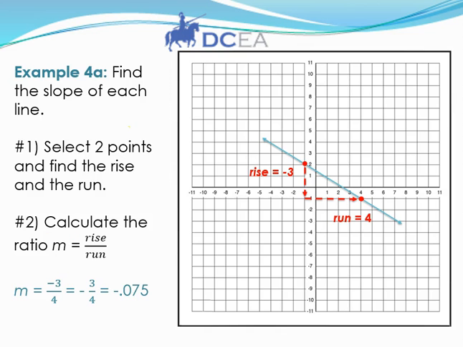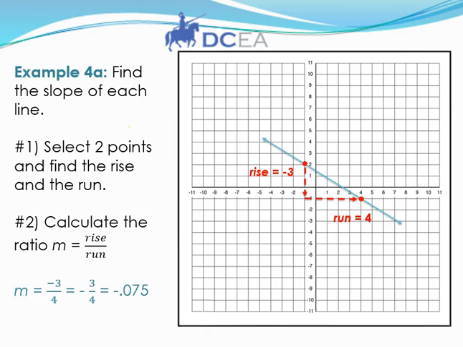Let's take a look at example 4a. Example 4a is on page 131 of your book. Find the slope of each line. The first thing that you want to do is select 2 convenient points and find the rise and the run of those points. What they mean by convenient points is points that actually meet at the intersection of corners of your graph. The idea is to create a 90-degree angle.